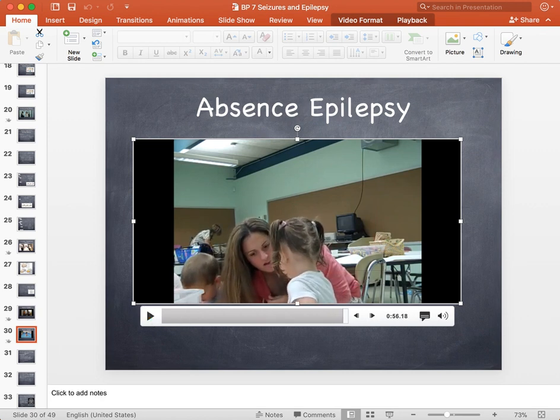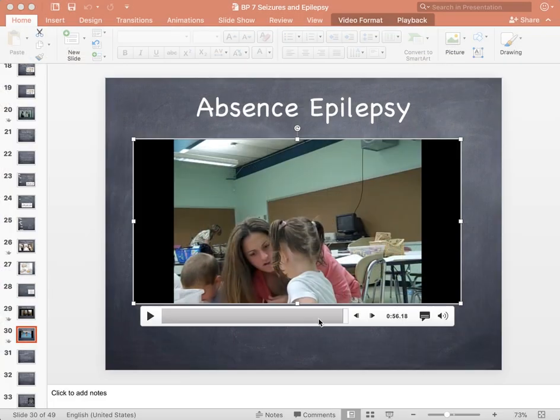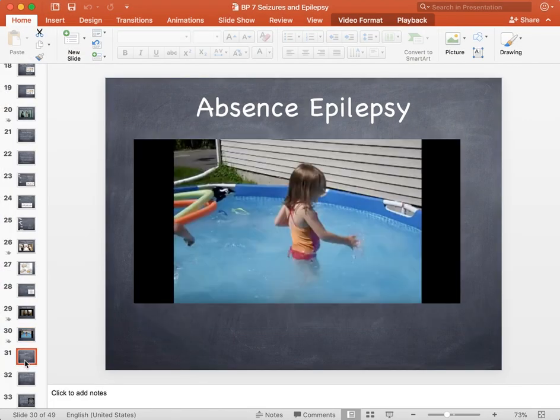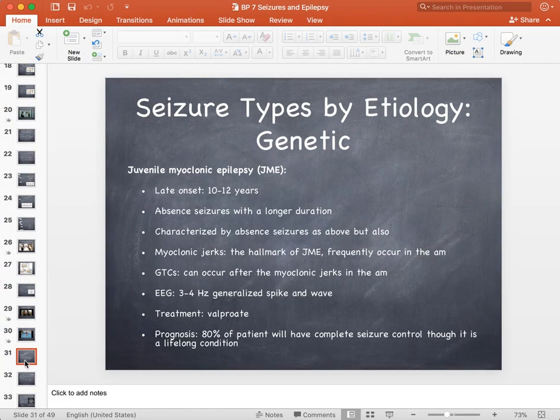me? So you can see they're very subtle. They can be mistaken for just a kid who's not paying attention. They're in the differential of ADHD. That's what absence seizures look like. All right, so moving on.